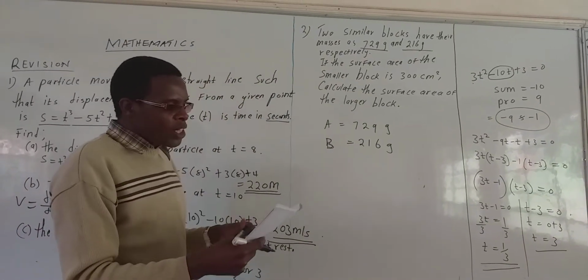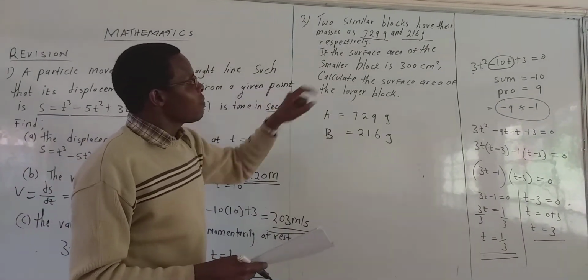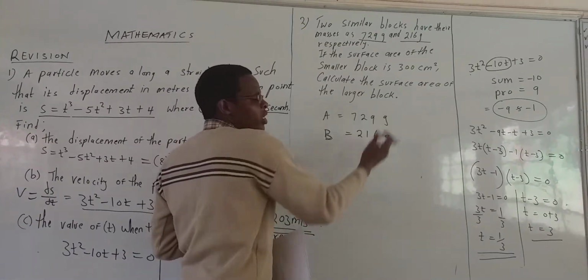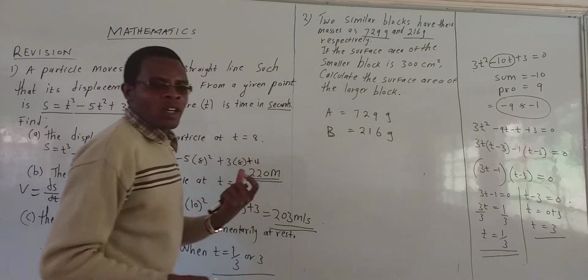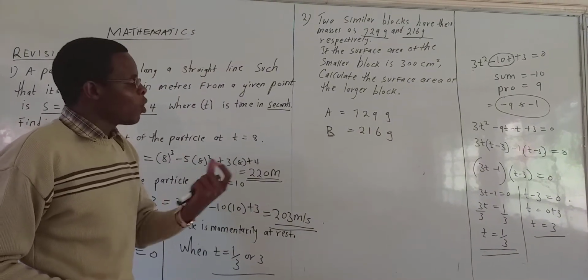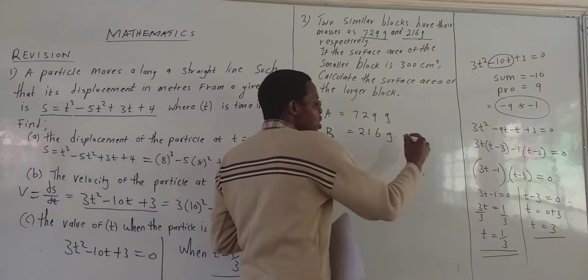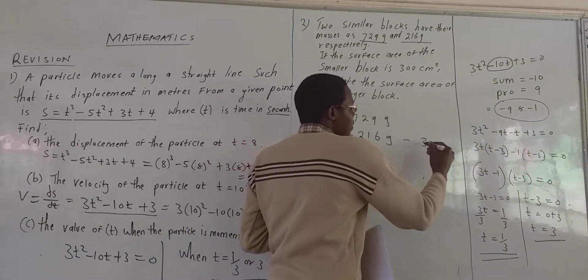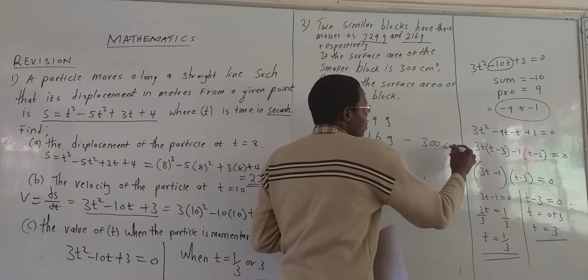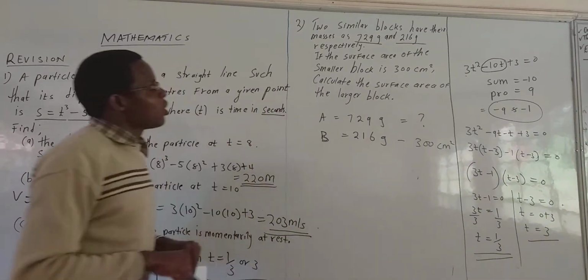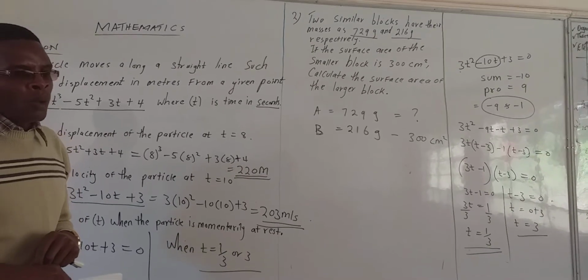Now, what is the question? They are saying, if the surface area of the smaller block... Now, if you have to compare the two, which is the smaller block? The smaller block is the one which has the smaller mass. This smaller block has a surface area of 300 square centimeters. Now we want to find the surface area of the larger block.